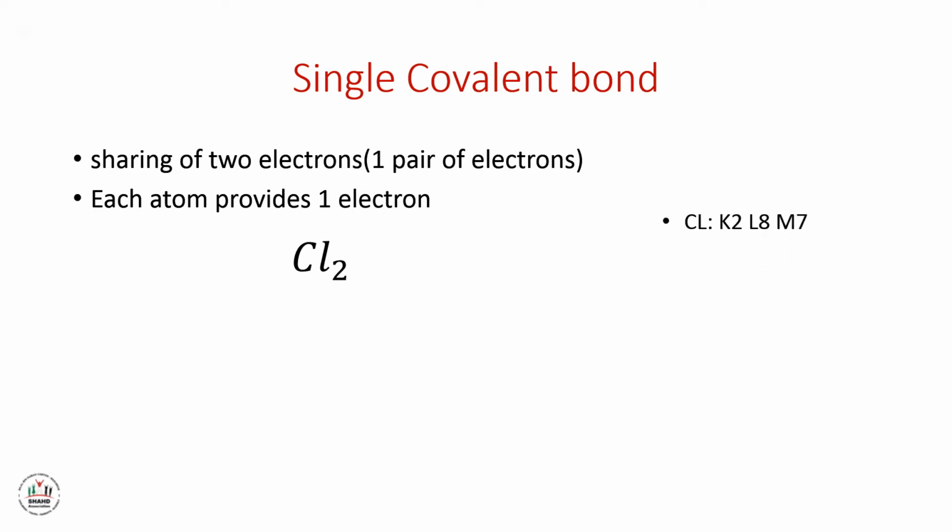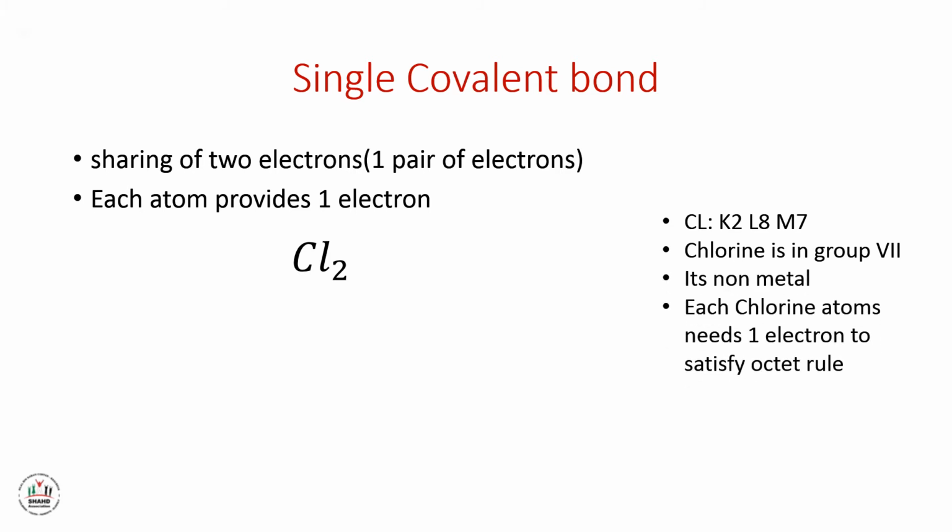Let's first make the electron configuration of chlorine. K2, L8, M7. From this electron configuration, we can tell that chlorine is in group 7. It is non-metal. So each chlorine atom needs one electron to satisfy octet rule. In this case, each chlorine atom shares one electron to be stable.